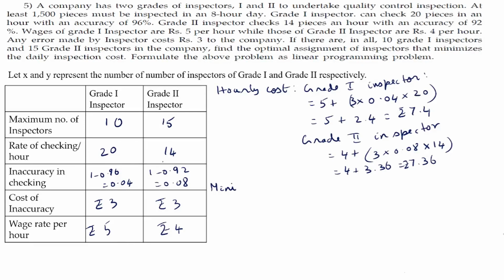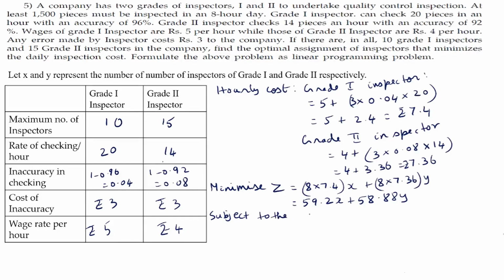Now we can write the objective function. Minimize z, where the hourly cost is 7.4. Now there is an 8-hour day, so the total cost will be 8 into 7.4x plus 8 into 7.36y. Since x and y are the numbers of grade 1 and grade 2 inspectors, we minimize z equal to the hourly cost of a grade 1 inspector into the number of grade 1 inspectors into the total hours in one day, plus similarly for grade 2. So z equals 59.2x plus 58.88y.